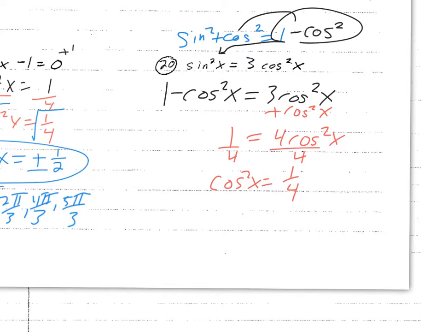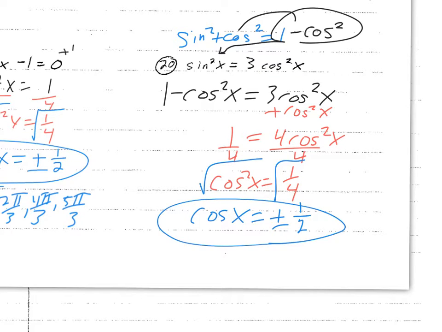To get rid of my square, I'm going to take the square root of both sides. And that will leave me with cosine x equals plus or minus. The square root of 1 is 1, and the square root of 4 is 2. And again, I have to look these values up on the unit circle. And you might recall that we just looked up the same exact ones for question 19.